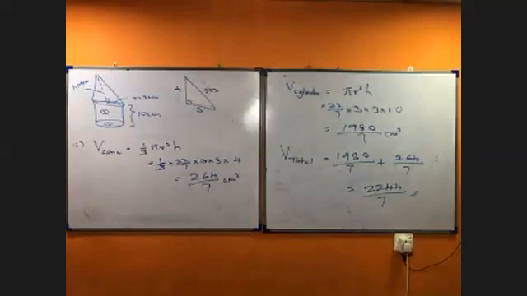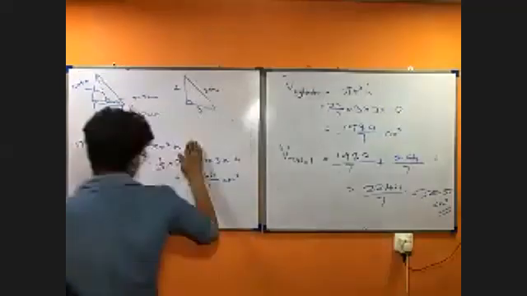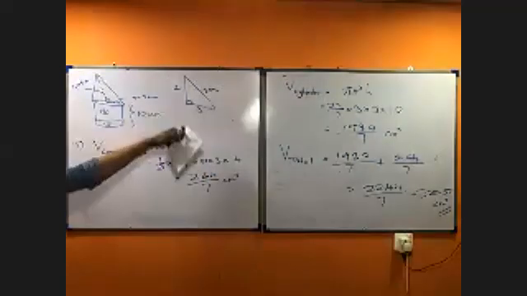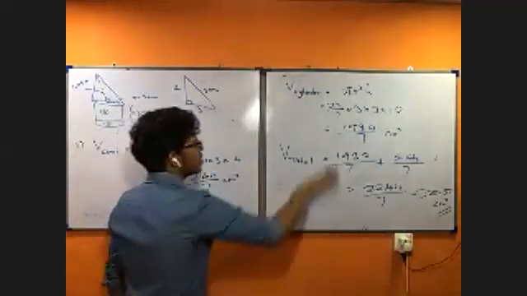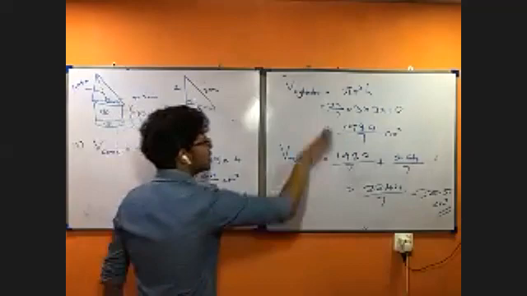2244 divided by 7. So that is going to be 320.57 cubic centimeters. Okay. So the method is important. Simplification, you have to do it yourself. So you can do it and check whether my answer is correct or not. This is the method.